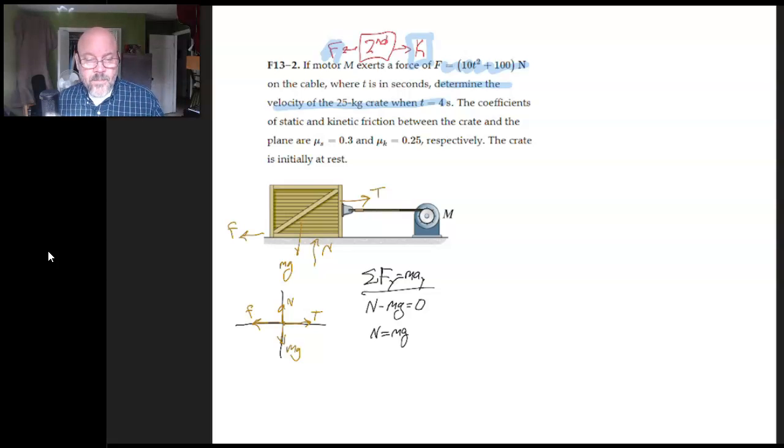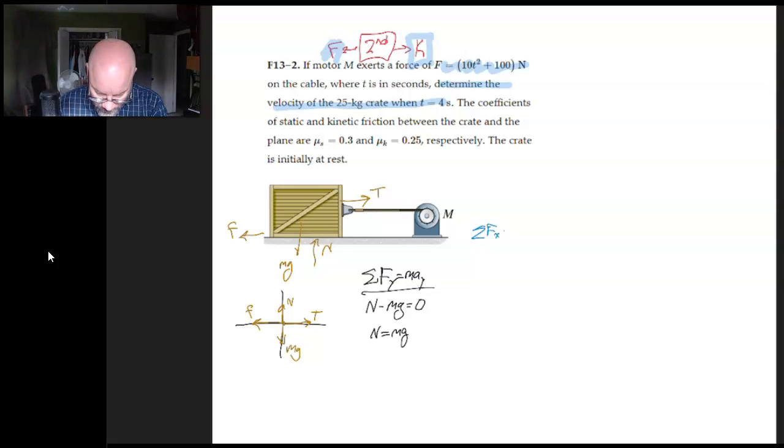And again, for the purposes of communication, it's good to go through that. You need to at least make some kind of a statement saying, well, only N and mg are acting, therefore N has to equal mg. Don't just assume it and don't just force your audience to assume it. Whoever's reading your paper or looking at your work needs to understand how you did each little piece.